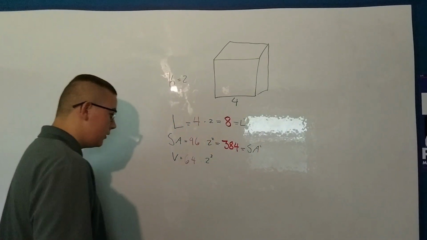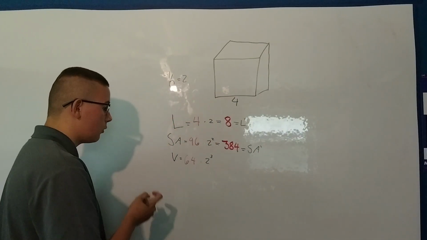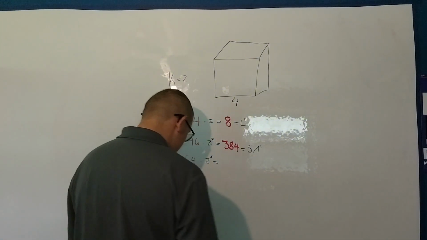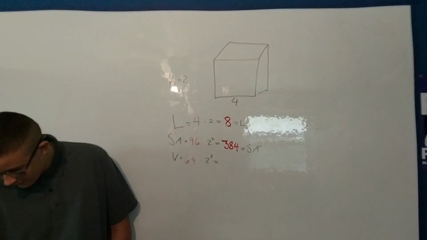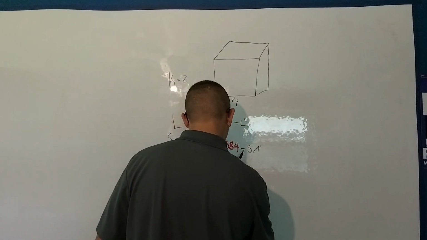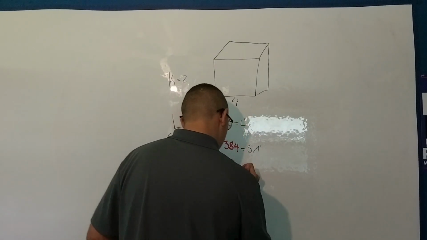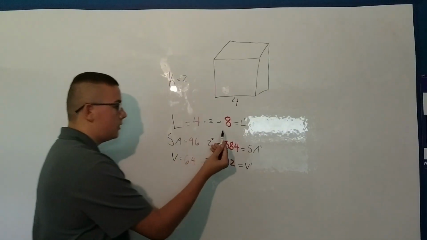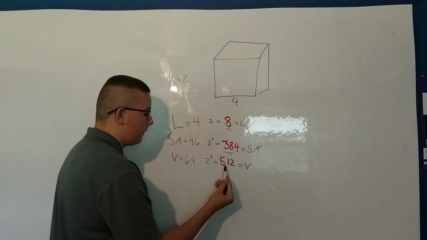And if we do our volume, 64 times 2 cubed is 8. 64 times 8 equals 512. So 512. And that is our new volume. Like that. So these should be your answers here.